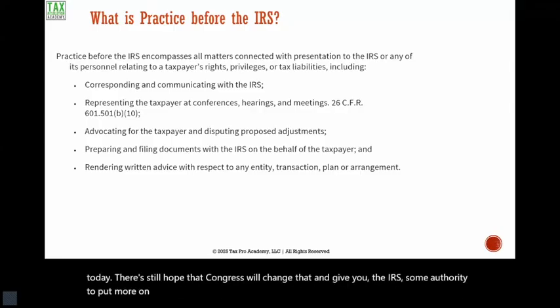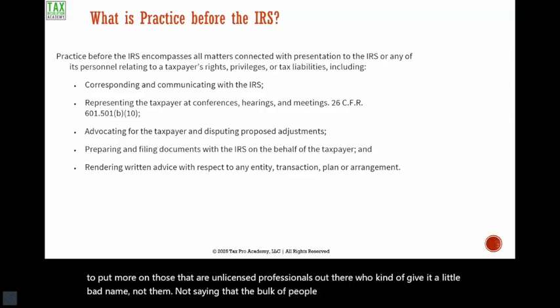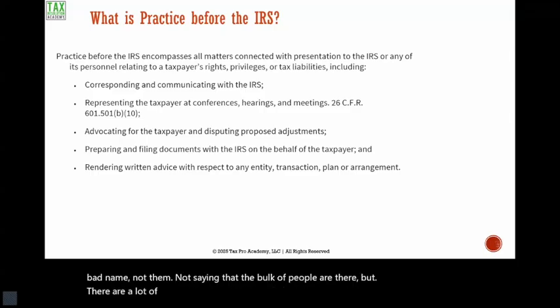There's still hope that Congress will change that and give the IRS some authority to put more on those unlicensed professionals out there who give it a bad name. I'm not saying that the bulk of people are like that, but there are a lot of unlicensed professionals who prepare returns that shouldn't be.